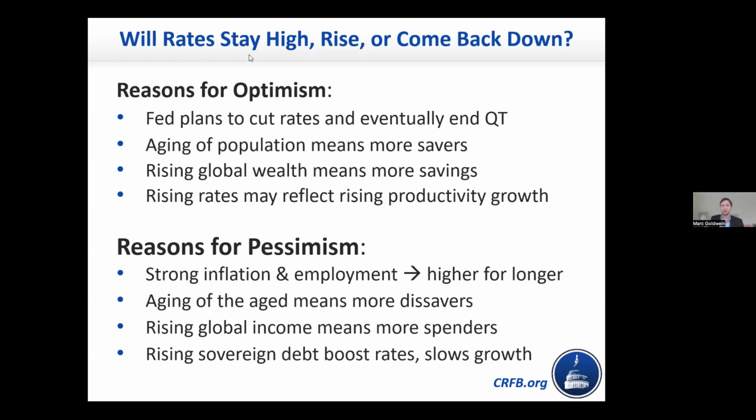With inflation and employment remaining both relatively strong, the Fed may take a lot longer than people anticipate to start cutting rates. While yes, older people save more, aging within the old actually reduces savings because the oldest Americans are withdrawing from their savings. They're spending more, saving less. Also, rising global income means there's going to be more spenders around the world. They're not going to want to buy US Treasury bonds. They're going to want to buy stuff. And then lastly, as I think I mentioned a few times, as our debt rises, our interest rates are likely to rise too, in slow growth.